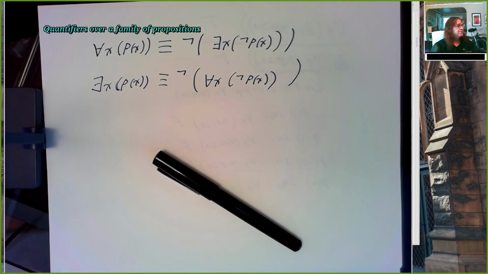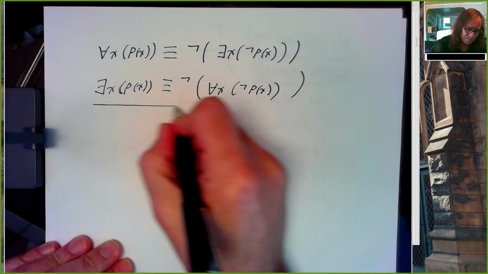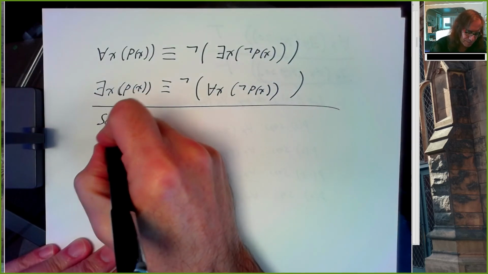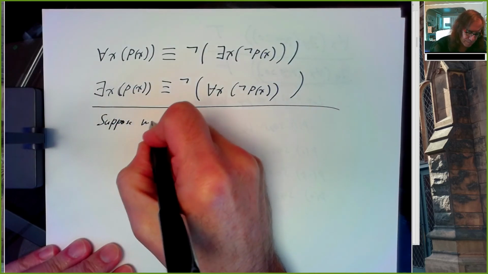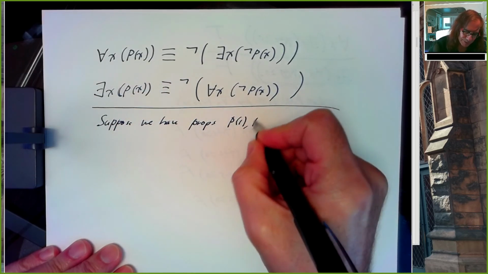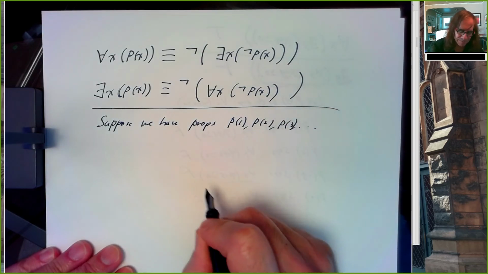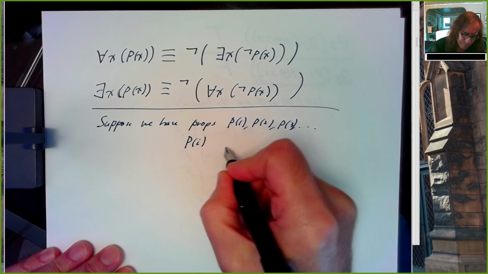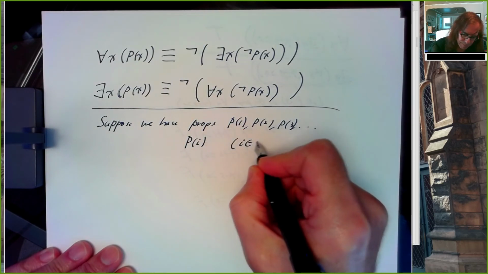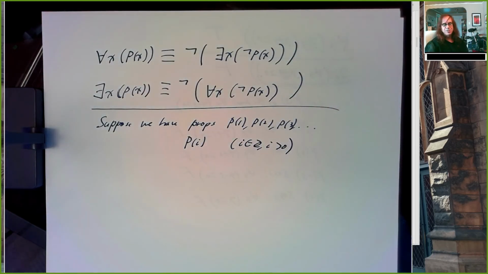That is weird. We're going to make it weirder now. Suppose we have a family of propositions, like this. So suppose we have propositions P of 1, P of 2, P of 3, and so on. So for any positive integer I, we have some proposition P of I.